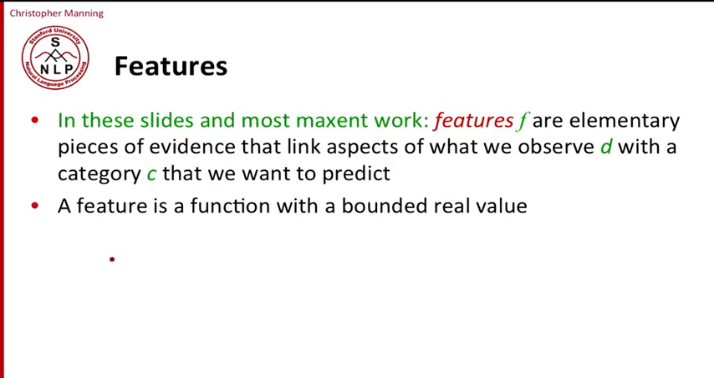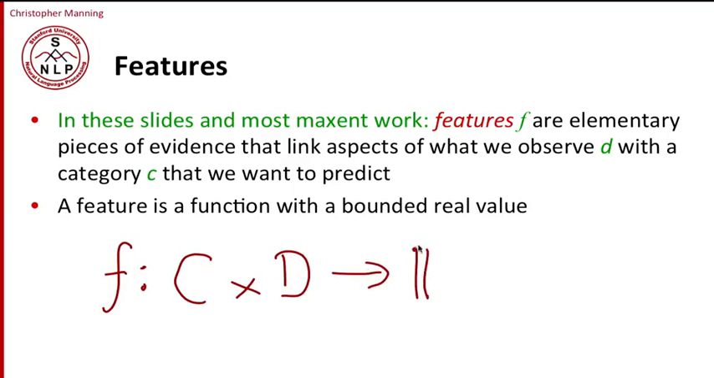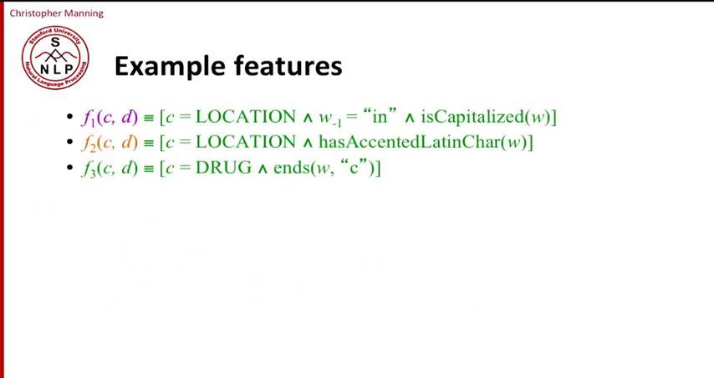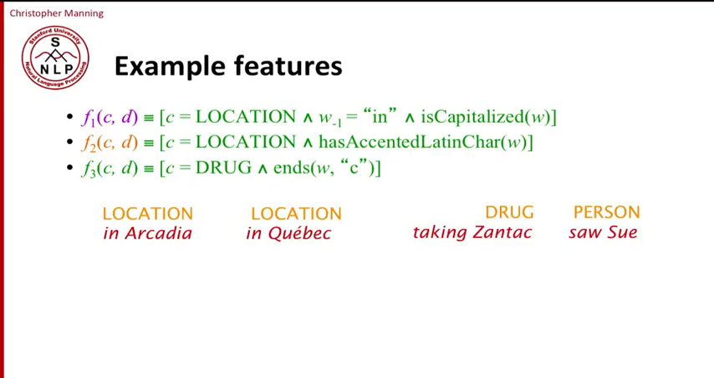So what we can do is write that we have a feature f, which is mapping from the space of classes and pieces of data onto a real number. So here then are a couple of examples of the kind of features that we have. So let's look at these features with respect to some particular pieces of data.